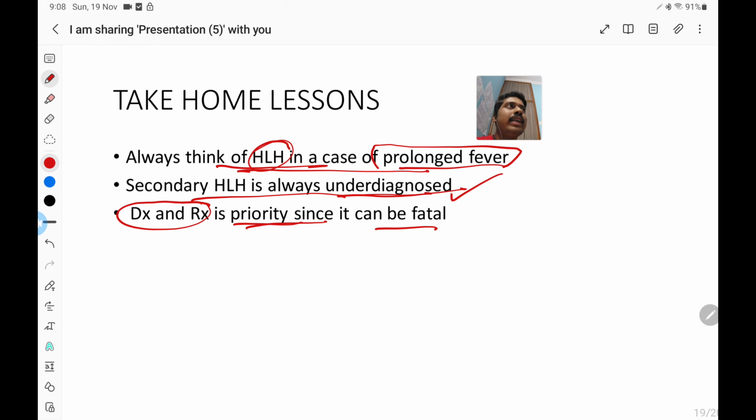So this was an interesting case in a ward which was a very challenging one, because whenever you have a child with fever that doesn't respond to anything you give, it actually scares every pediatrician.